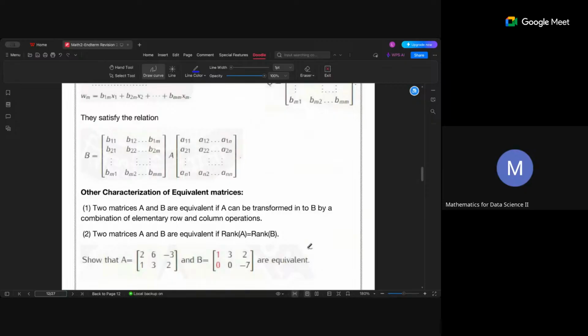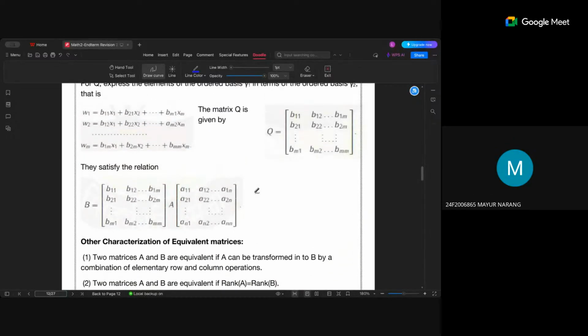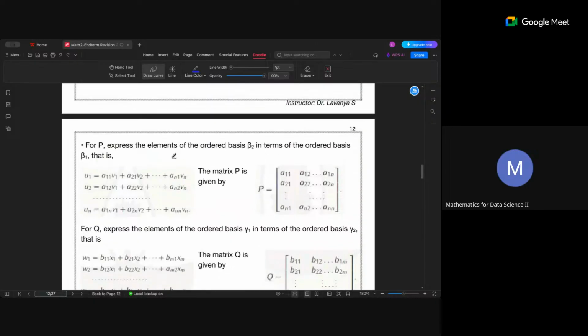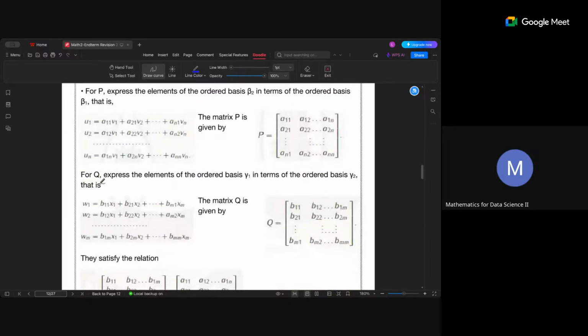Okay. So just a simple word on P and Q. That is what I told you. P is the expression of the ordered basis beta 2 in terms of beta 1. So this is your beta 2, and you are expressing it as a linear combination of the elements of beta 1. And these coefficients, you write them as columns and find P. Same way for Q, you have to express the ordered basis gamma 1, so W1, W2, Wm, as a linear combination of gamma 2, which is x1, x2, xm. Now each of these coefficients, you write them as columns and find Q.